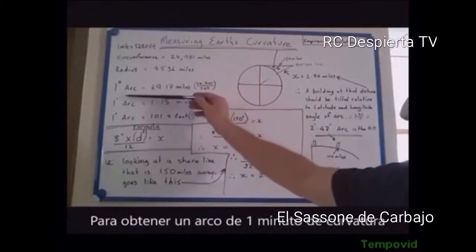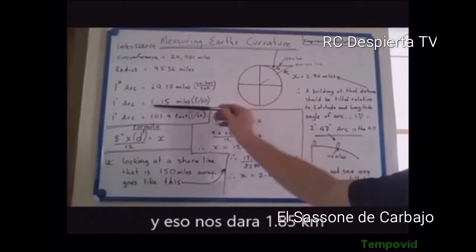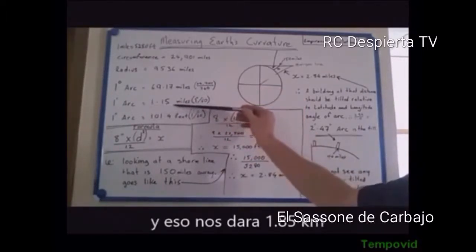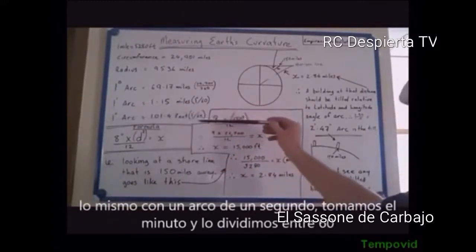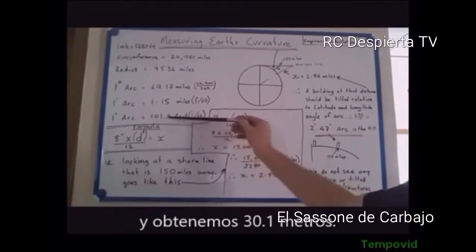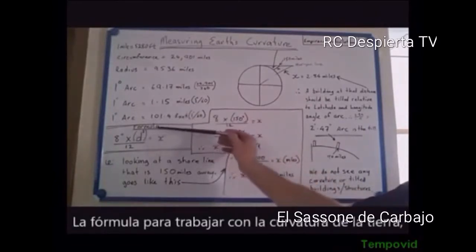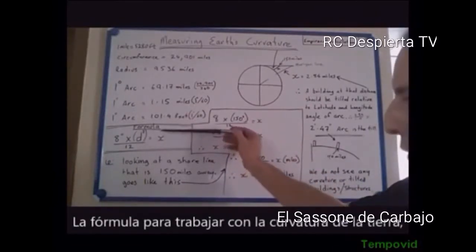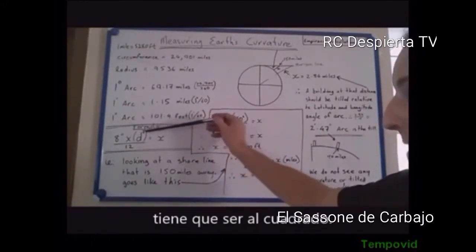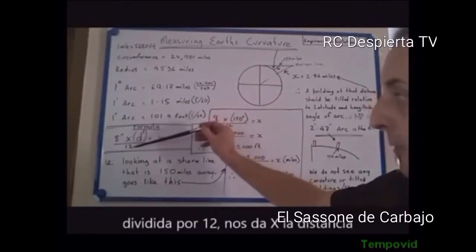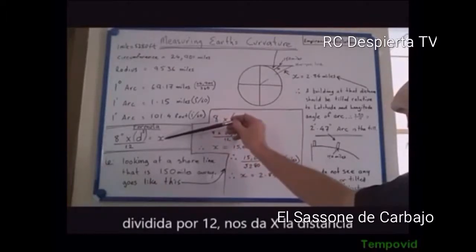To get 1 minute of arc curvature, we take that 1 degree and divide it by 60, and that will give us 1.15 miles. Likewise, with 1 arc second, we take the minute and divide it by 60, and we get 101.4 feet. The formula for working out the curvature of the Earth is 8 inches multiplied by the distance squared. It must be squared. Divided by 12 to give us feet, and that will equal our distance.